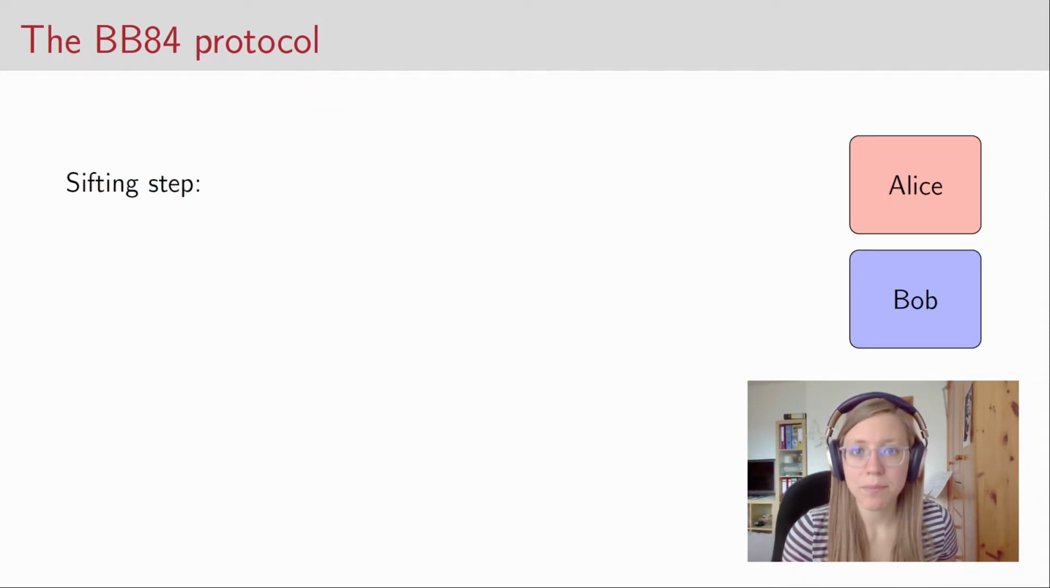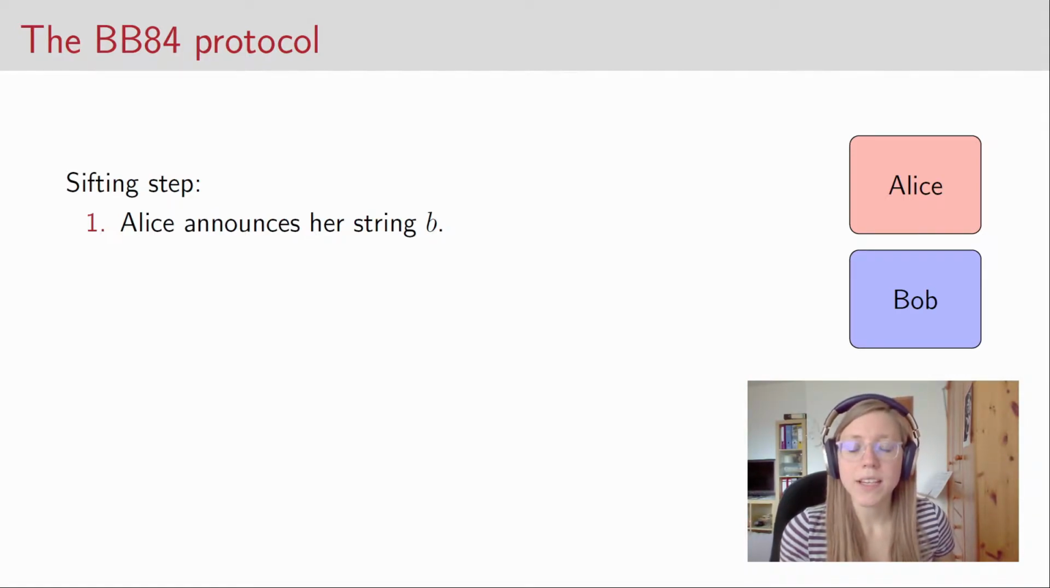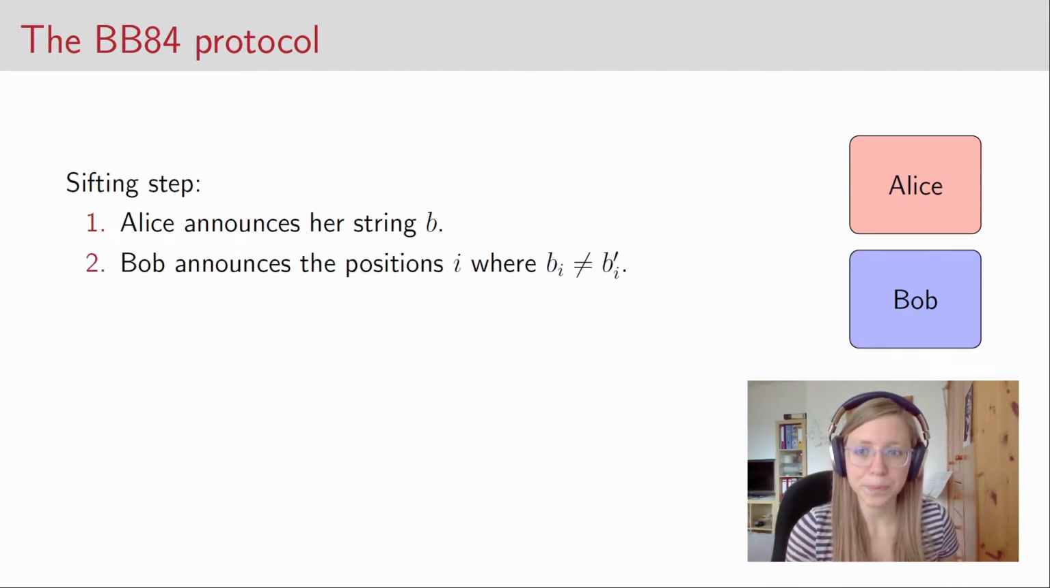In the next step, which is called the sifting step, Alice and Bob compare the bases they've used. So Alice announces her bit string B, which stores the choice of basis she has made. And here it is important that Bob previously has announced that he has actually received the qubits, because Alice cannot announce her choice of basis before Bob has received the qubits. Otherwise, Eve would exactly know in which basis she has to measure the qubits.